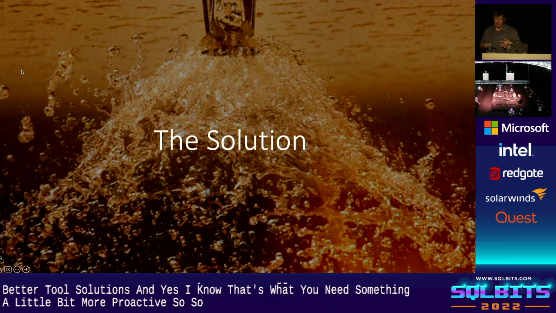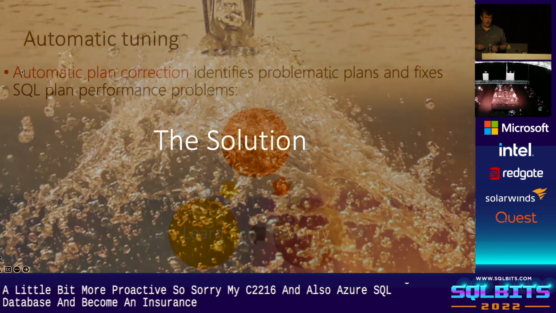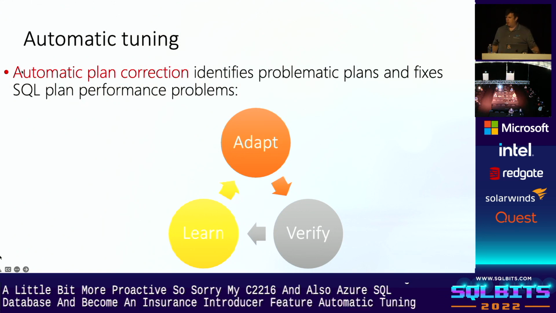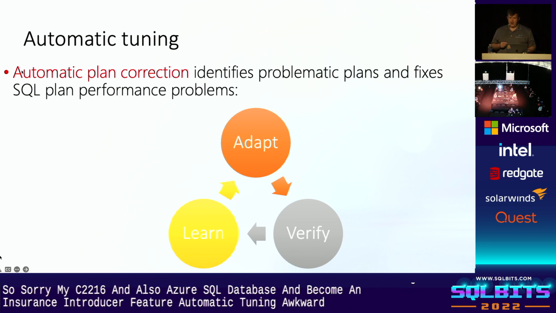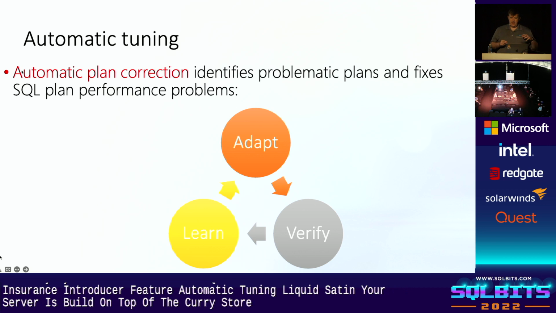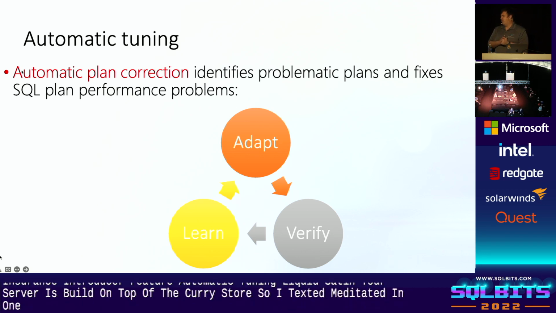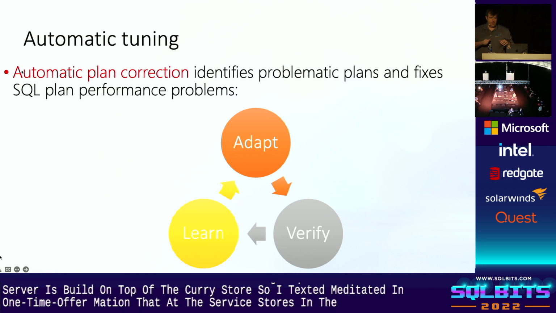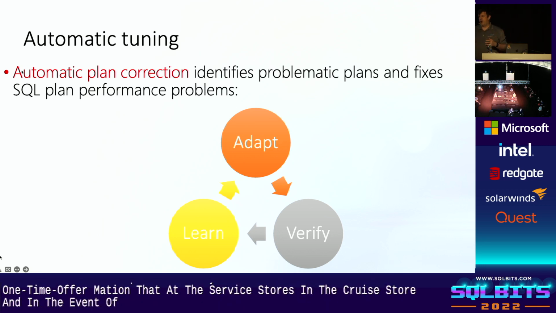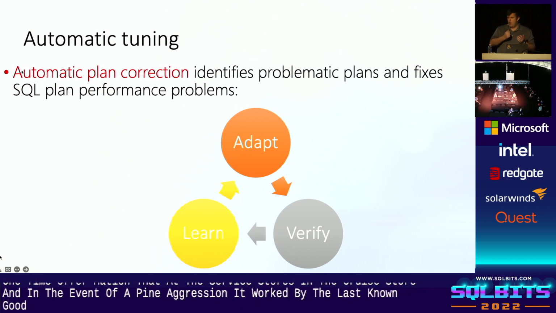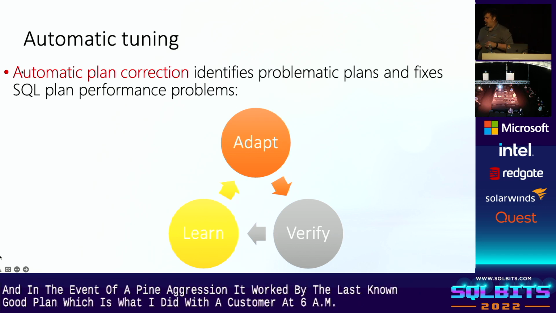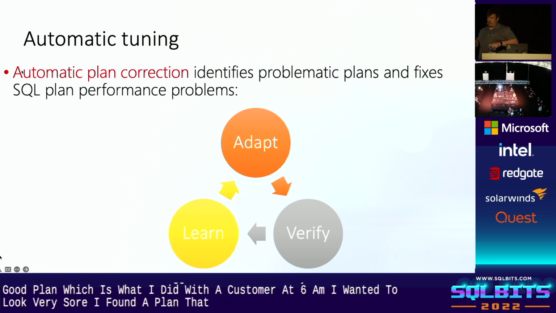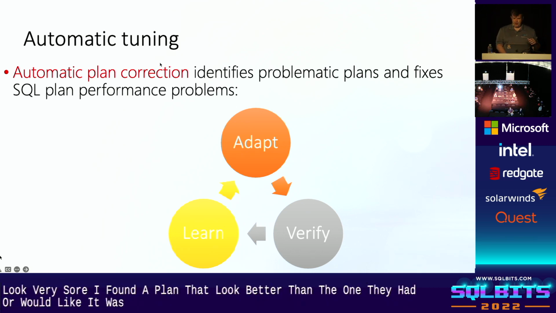So starting with SQL Server 2016 and also Azure SQL Database and Azure SQL Managed Instance, SQL Server introduced a feature called Automatic Tuning. What Automatic Tuning does is continually monitor and analyze the query workloads on your server. It's built on top of the query store, so it takes the metadata and runtime information that SQL Server stores in the query store, and in the event of a plan regression, it will apply the last known good plan, which is what I did with that customer at 6 a.m. I went into the query store, I found a plan that looked better than the one they had, or it looked like it was running more efficiently, and I went ahead and forced it.